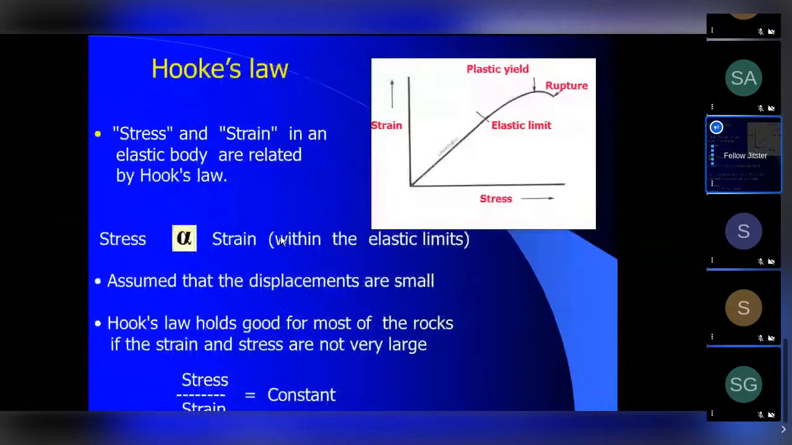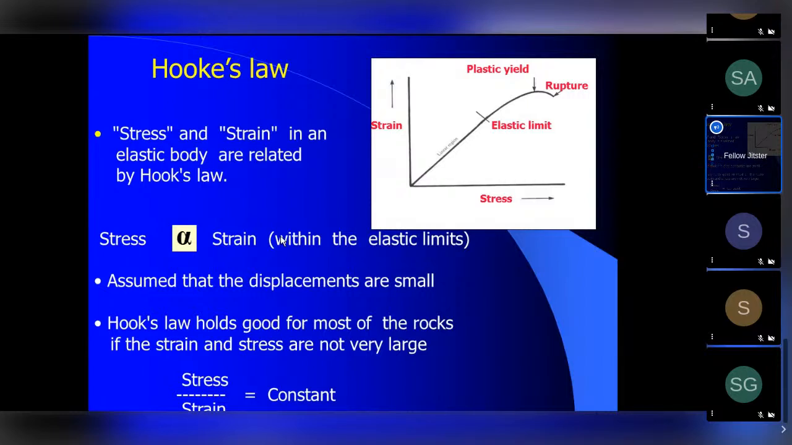So how do you know the elasticity of a medium? You have studied that in your 11th or 12th standard: if you have a stress versus strain curve, and the stress is proportional to strain, then we say it's elastic. If it is not, just like you are seeing in the diagram, after the elastic limit it goes to the plastic yield and finally it ruptures, just like an earthquake.